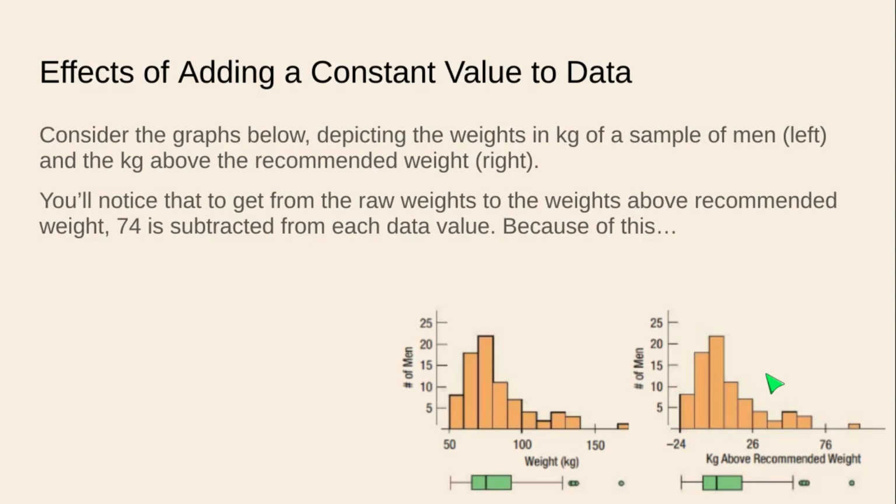How am I getting that? Well, here we have 50. Here we have negative 24. Here we have 100, here we have 26. So there's a clear difference. We subtract 24 from each data value.